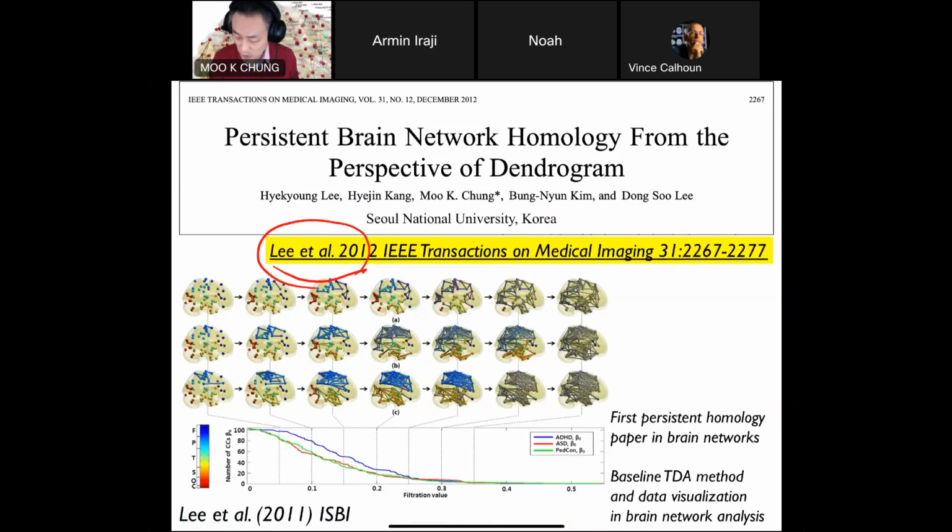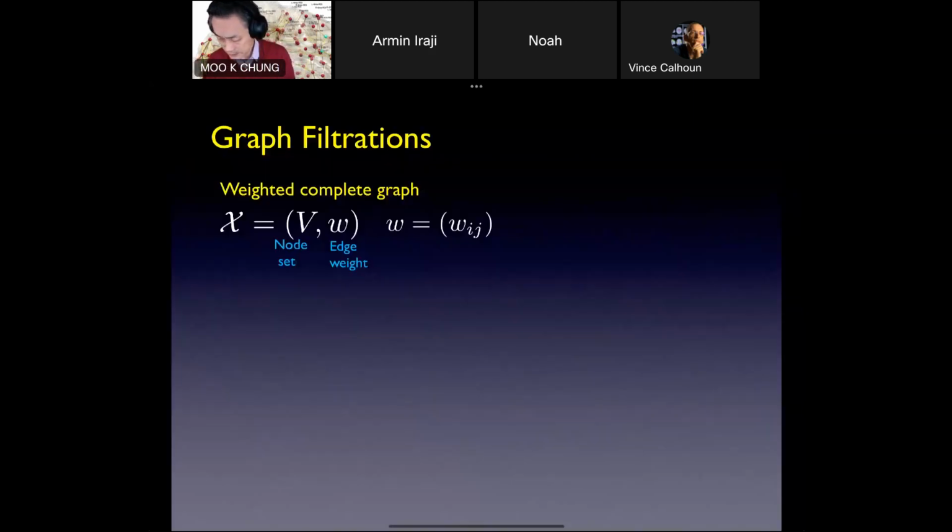And this is what we call graph filtration. And you mentioned this kind of visualization, it's a baseline right now. Actually, everybody seems to be using this to characterize the topology of brain network. Now, let me introduce our concept. Now, this differs from Rips filtration. That's what the other people are using.